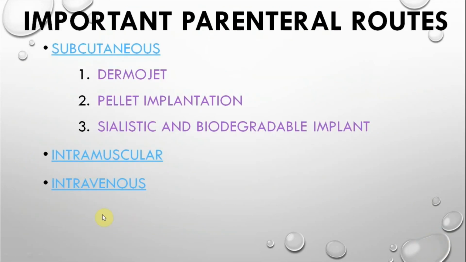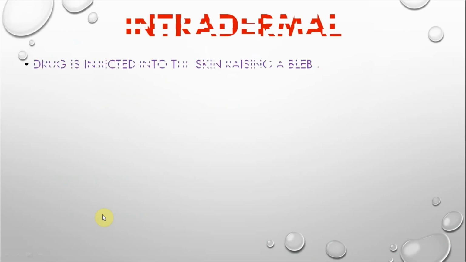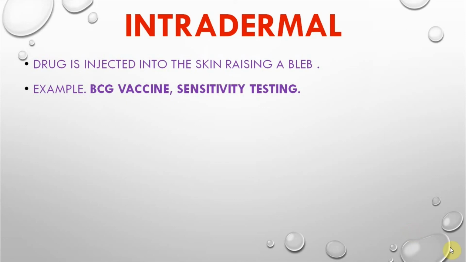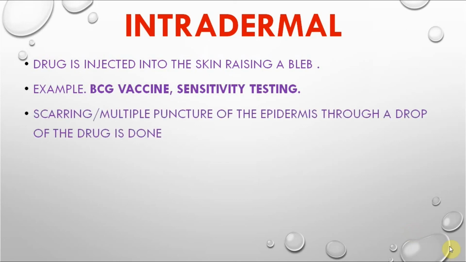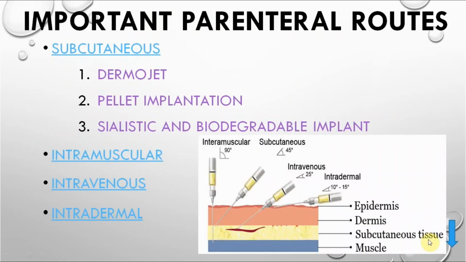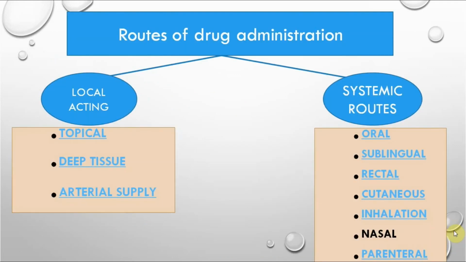Intradermal. The drug is injected into the skin, raising a bleb. Example: BCG vaccine, sensitivity testing. Multiple puncture of the epidermis through a drop of the drug is done, employed only for selective purposes. Intramuscular is injected at 90 degrees to the skin, subcutaneous at 45 degrees, intravenous at 25 degrees and intradermal at 10 to 15 degrees. These are the routes of drug administration.